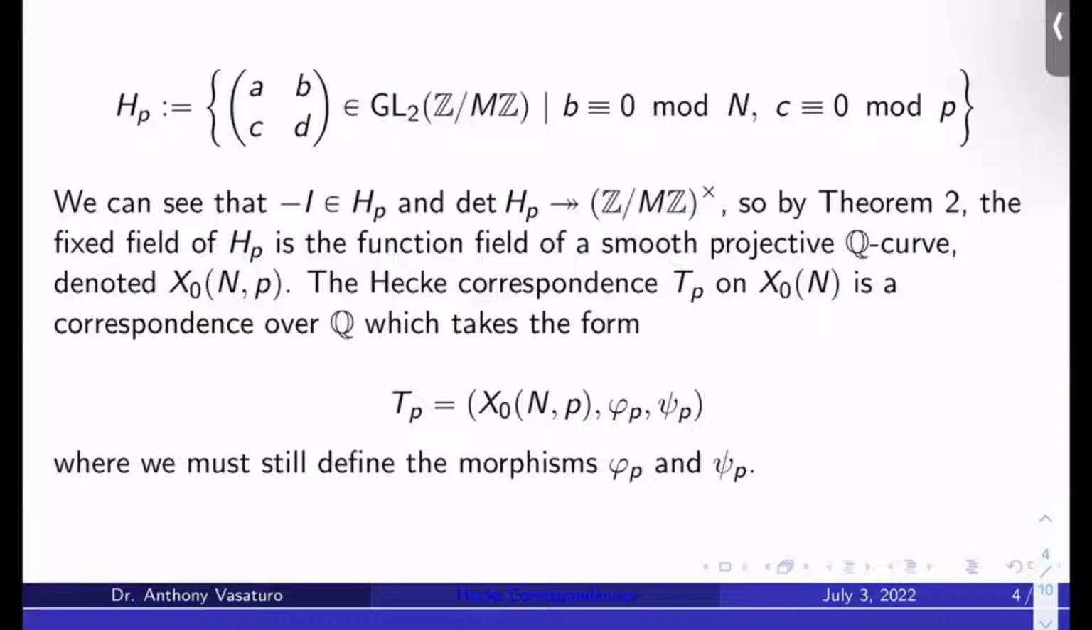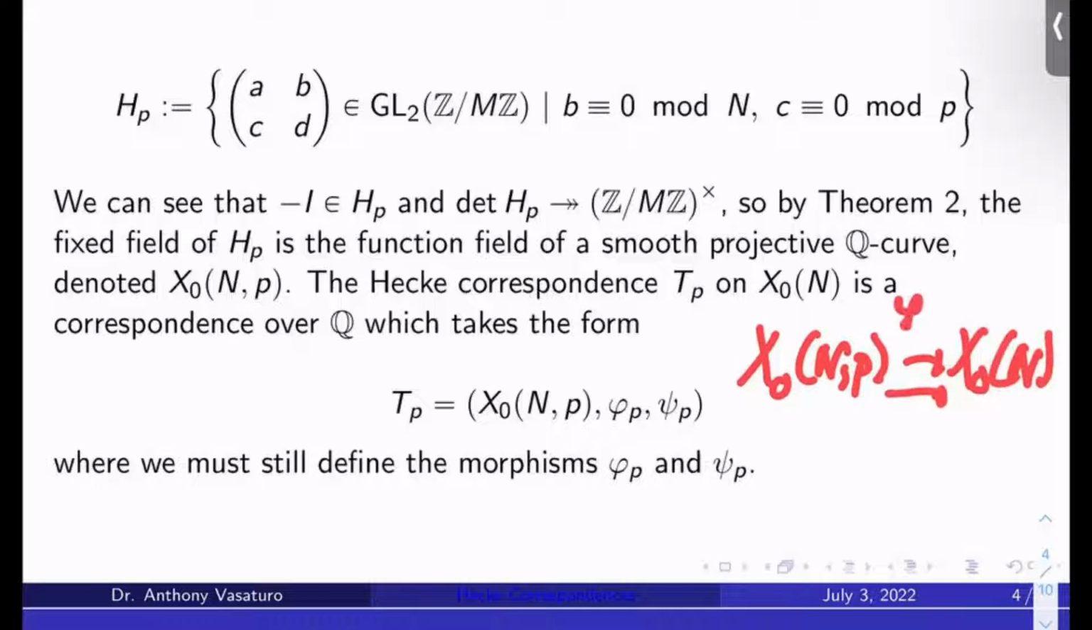So the Hecke correspondence T sub p on the modular curve X sub 0 of n is a correspondence over Q, which takes the following form. We'll call it T sub p again, and the triple is given by X sub 0 of n comma p, phi sub p comma psi sub p, where all I have to do now is define these two morphisms, phi sub p and psi sub p. So here you go, I've got this picture here, X sub 0 of n p to X sub 0 of n, and I'll have two morphisms yet to be defined, phi sub p and psi sub p, and everything will be defined over Q, both curves and both morphisms.